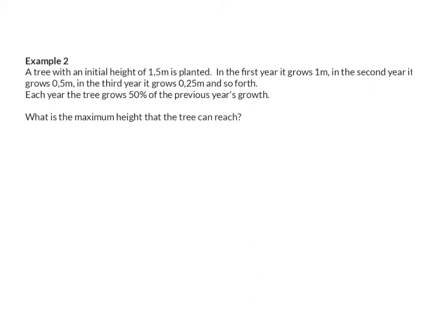Now, we need to start off by forming a sequence. In this case, the 1,5 meter height is not part of the sequence. It doesn't form a pattern. But how the tree grows forms a pattern. So we start off with 1 meter growth in the first year, then 0,5, then 0,25. So in this case, it's clear that a, the first term, is 1, and r, our constant ratio, is a half because we multiply by a half every time.